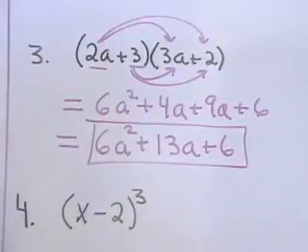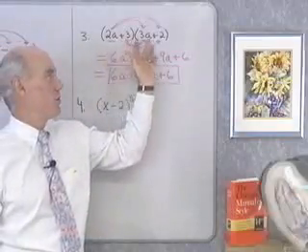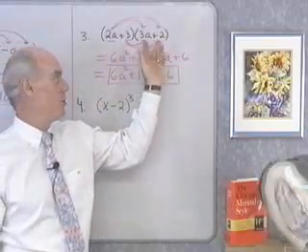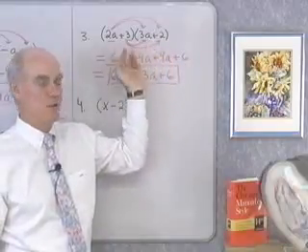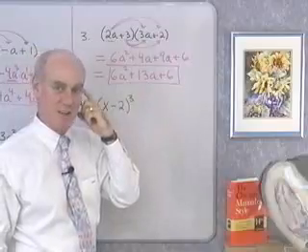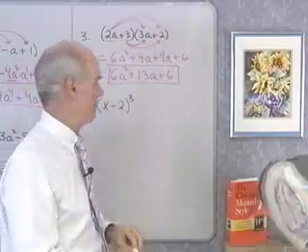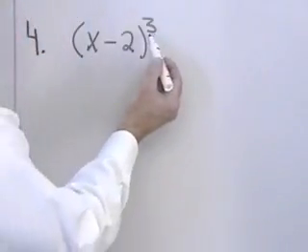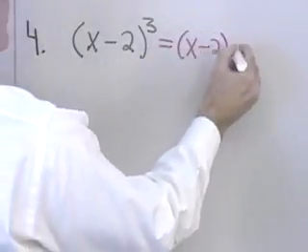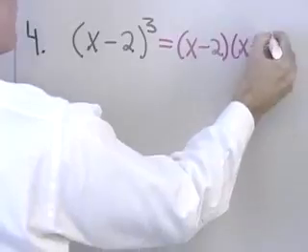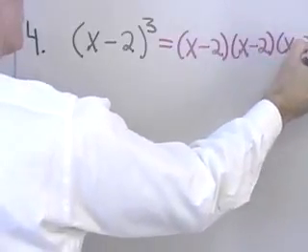So here I've multiplied each term in the first polynomial with each term in the second polynomial in a linear method, or in a straight line like this. I could have used the column method that I used on the previous example also. Let's try one last problem. x minus 2 quantity cubed. By definition, this is x minus 2 times x minus 2 times x minus 2.